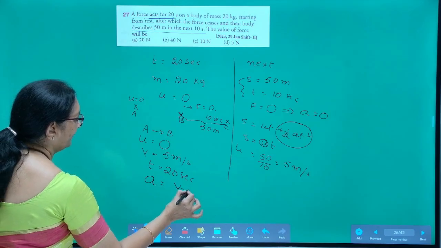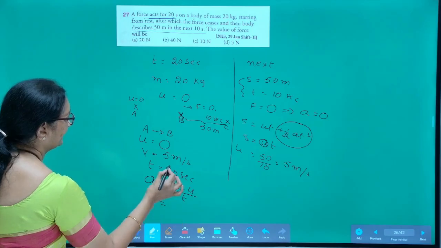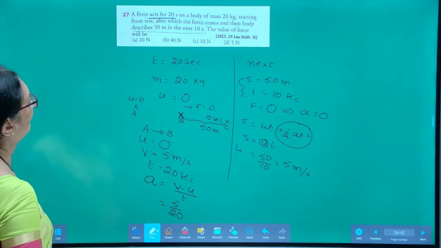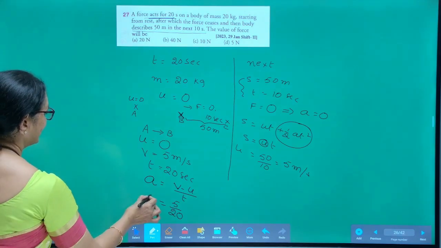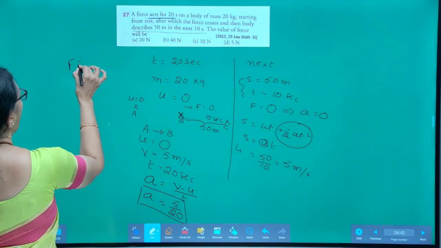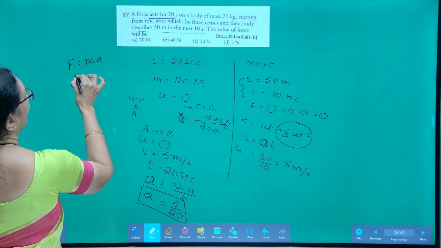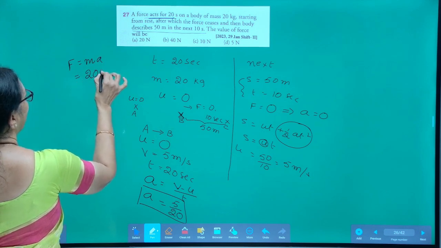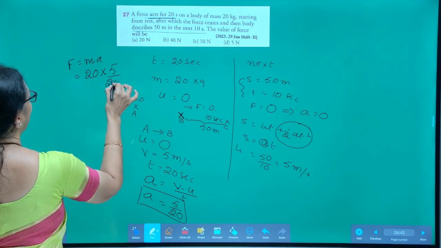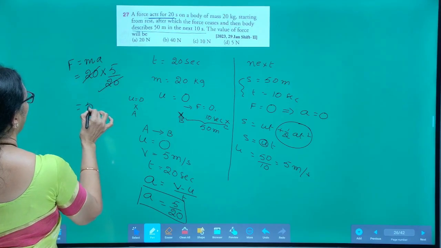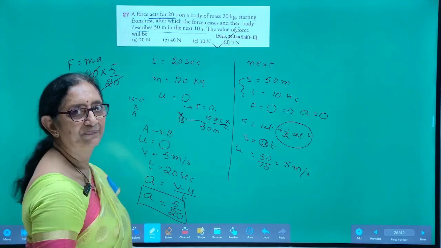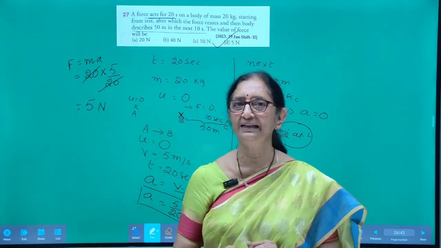Acceleration is v minus u by t. It is 5 by 20. So force is equal to m into a. Mass is given as 20. Acceleration is found to be 5 by 20. So force is equal to 5 Newton, that is the answer. Okay. So I am repeating that problem.